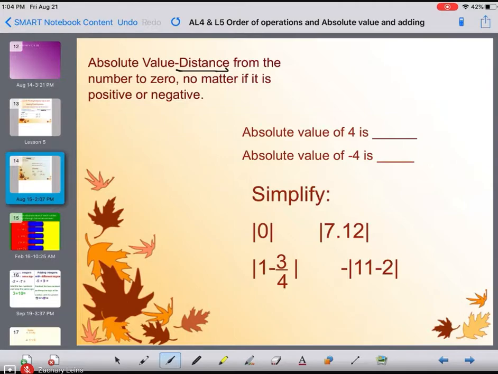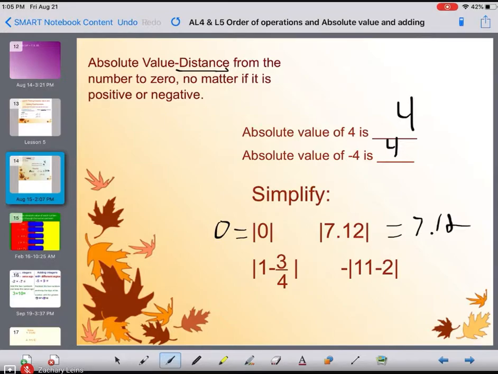So here, if we look at the absolute value of 4, that's going to be 4. Absolute value of negative 4 is also 4, because remember, it's a distance, so it's going to be a positive value always. Here, these little lines right next to what we see underneath simplify, next to the 0, that just means what's the absolute value. Absolute value of 0 is just going to be 0, because it's neither positive or negative, so it's just going to stay the same. Here, we have 7.12, the absolute value is 7.12. The distance from 0, positive distance is going to be 7.12.